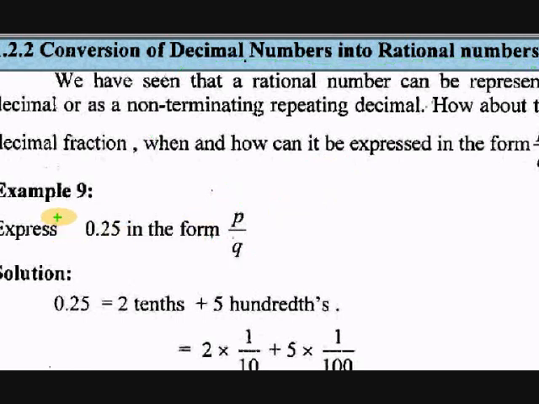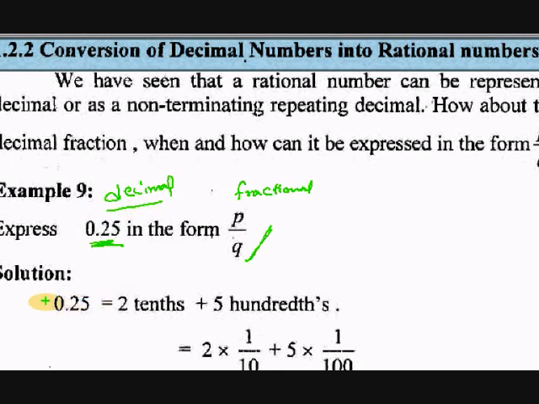Let's take an example. How to represent 0.25 in the form p by q. This is the decimal notation. This is the fractional notation. Both are rational numbers, just different representations. This is called decimal.